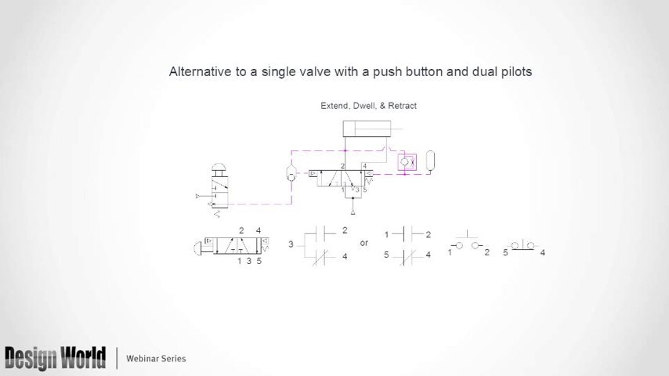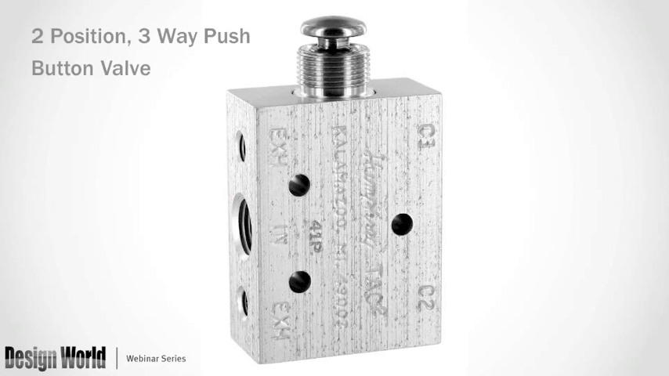You can run several small airlines through electrical conduit if you wanted to, just to protect them from the elements. So this is one of the advantages of it. Moving forward to our next slide, I'm going to show you some of these valves. Now, they look big in this picture, but these are not big valves.